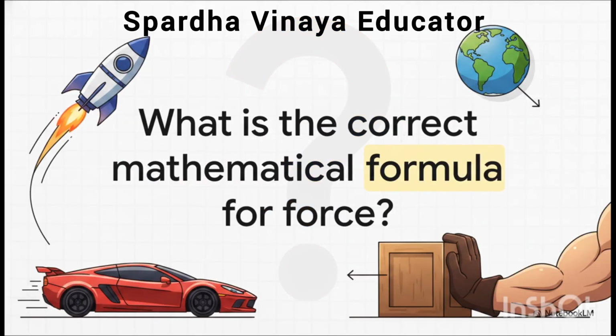Let's do question 2. What is the correct foundational mathematical formula for force? A. F equals m divided by A. B. F equals m multiplied by A. C. F equals m plus A. Or D. F equals A divided by m. The answer is B. F equals m times A, mass times acceleration.